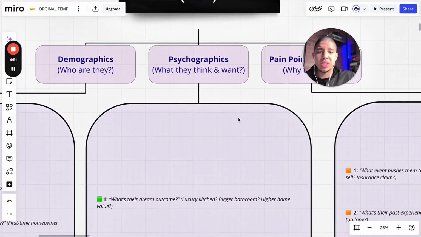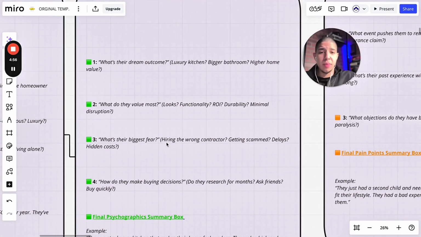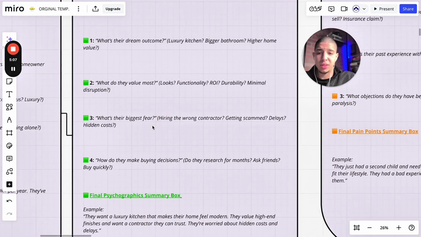Okay. Second thing, psychographics. What do they want? What's their dream outcome? Luxury kitchen, a bigger bathroom, higher home value, right? What do they value most? Is it looks? Is it functionality? Is it ROI? Is it durability? Minimum disruption? All things to take into consideration.